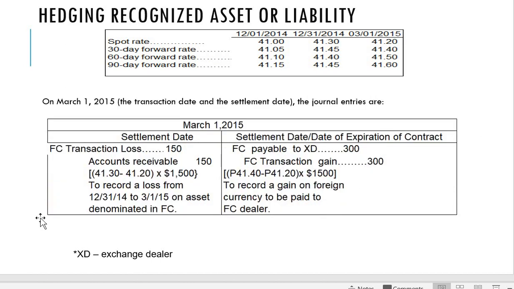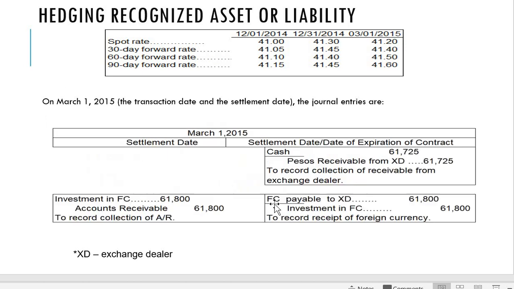So on the date of settlement, in our hedged item, take note it's accounts receivable, so that's 41.3 and 41.2, so it decreased by 0.10, of course times 1.5 for foreign currency, so therefore we have a loss. So we debit foreign currency loss, credit accounts receivable for 150. Okay, and then for the hedging instrument, the foreign currency payable, we compare 41.40 and 41.2. That is the spot rate on March 1, the settlement date, and the 60-day forward rate on December 31. Okay, so since it decreased, that means a gain. So, debit foreign currency payable to exchange dealer at 300, credit foreign currency transaction gain at 300. Okay?